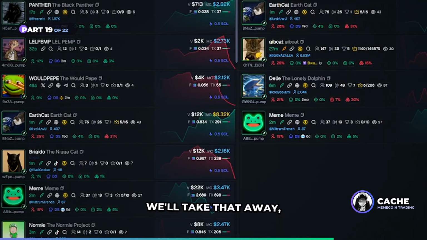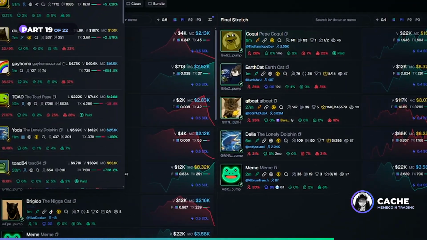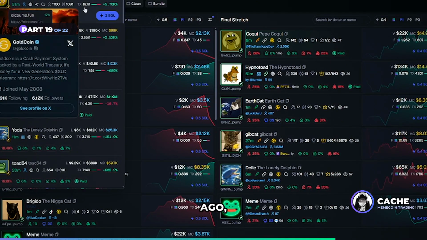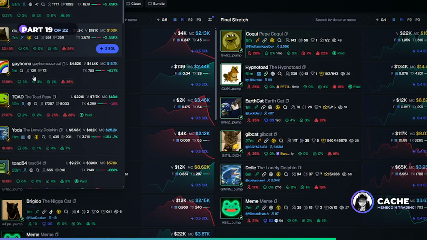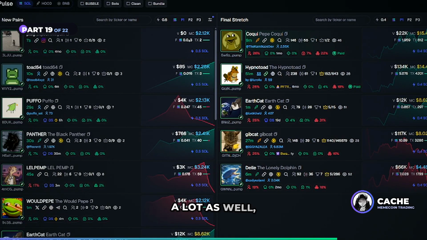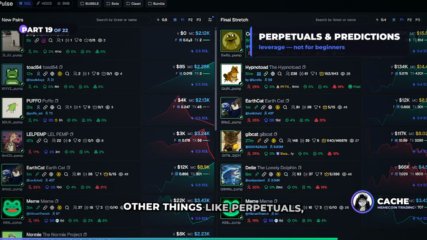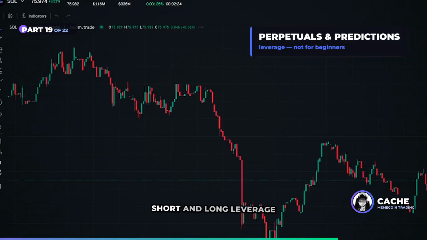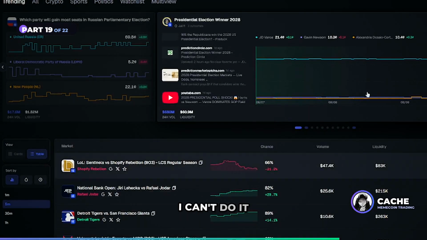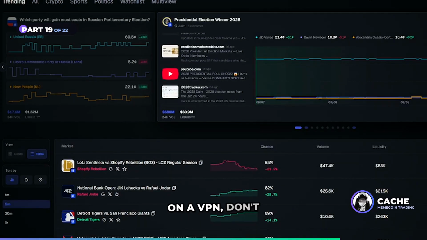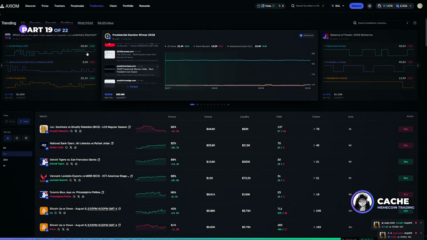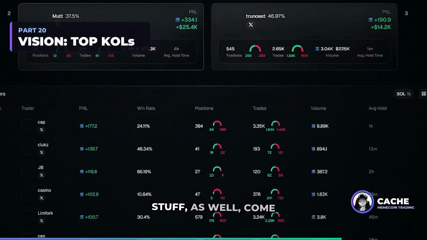We'll take that away. You also have Discover. You can have that up there just so you can start seeing the big coins. Remember, we saw this at 200K a little bit ago. We also saw dog shit earlier. Things like that move a lot as well. There's a lot of other things like perpetuals. You can just trade short and long leverage things. There's prediction markets. I can't do it in my region, but you can just turn on a VPN. Don't tell them I told you that. You can do crypto, sports, politics, all of that stuff as well.